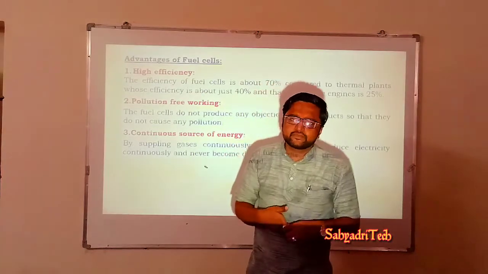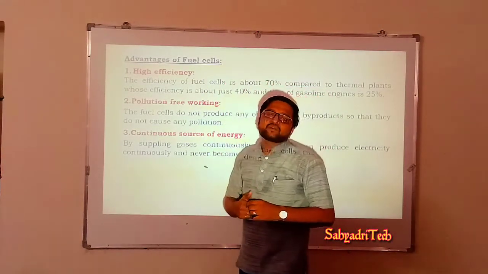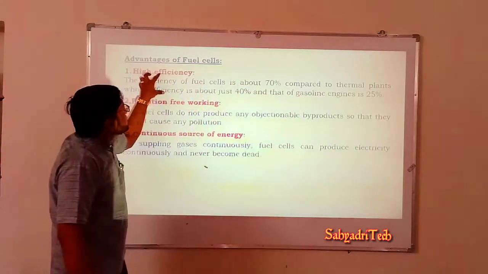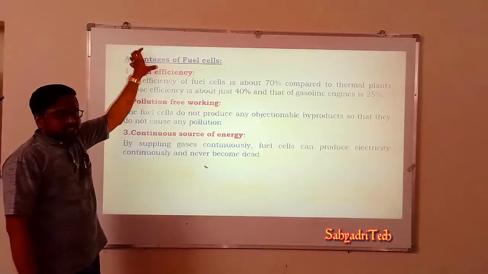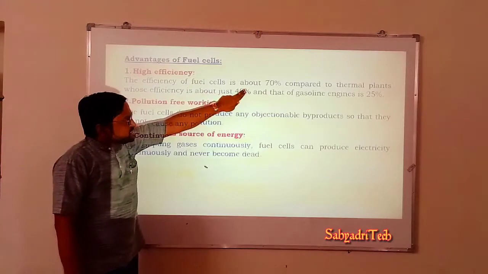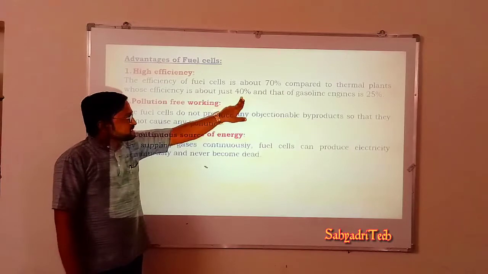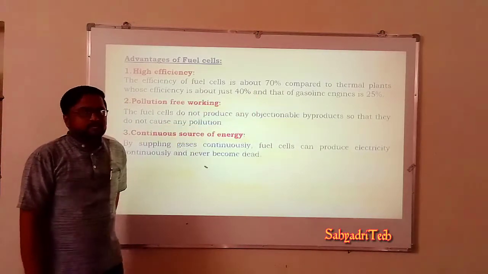So what is the efficiency of fuel cells? It's about 70%, but batteries have only 40% efficiency. So it's the one advantage of the fuel cell. What we say? High efficiency. The efficiency of fuel cells is about 70%, compared to gasoline engines whose efficiency is about 25%.